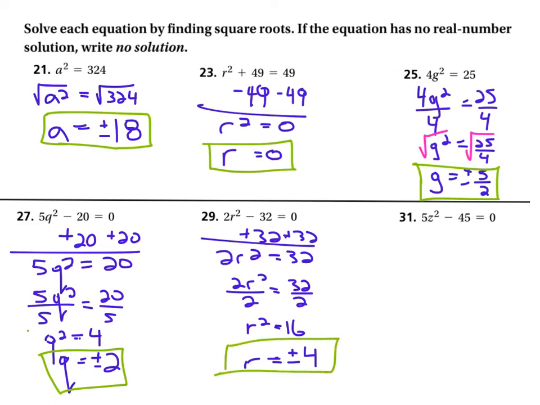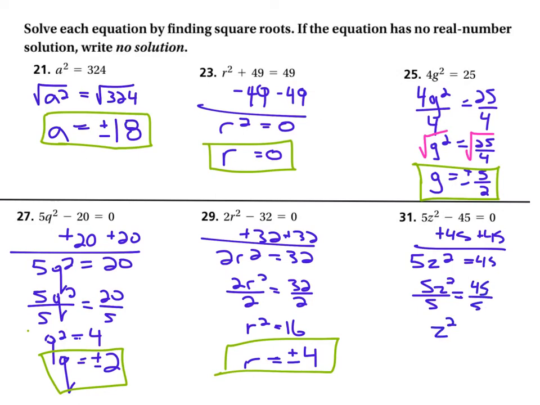And, sorry, one more. Let's box this. Let's do this last one. Add 45 to both sides. Oops, that was sloppy. Let me do that again. Five z squared equals 45. Dividing both sides by 5, we get 45 divided by 5. z squared is equal to 9. And then z is equal to plus and minus 3.